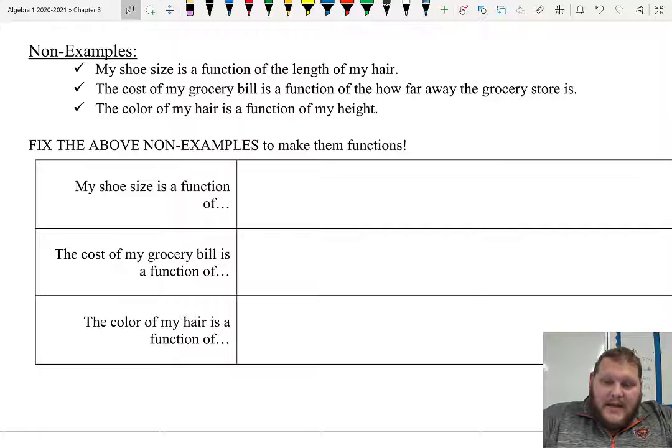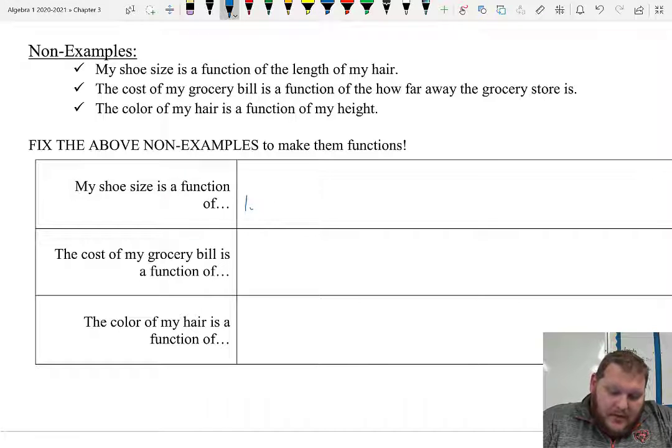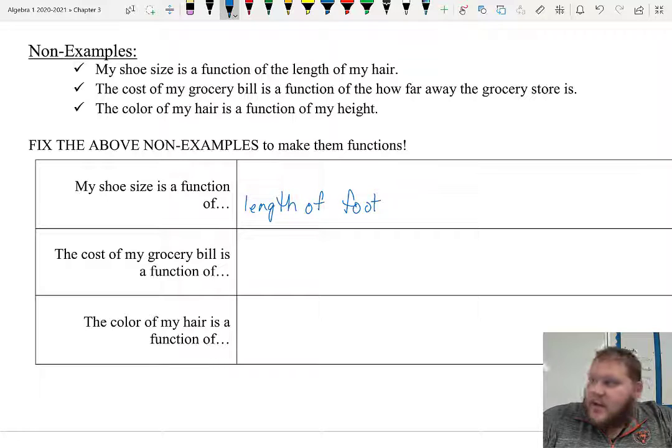But if we wanted to try and fix these, we could say shoe size is a function of the length of your foot. That would be one example we could use. Maybe you could say the shoe size is a function of your height. There's some kind of correlation between those two, where usually the taller you are, the bigger your foot is, so therefore the bigger your shoe is. But really the size of your foot is what determines the size of your shoe.